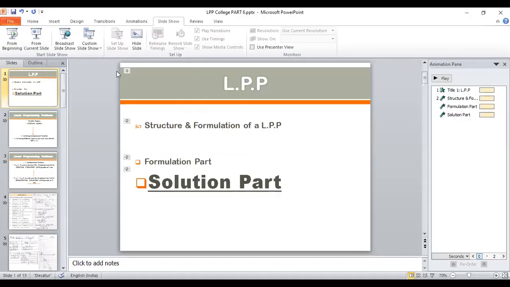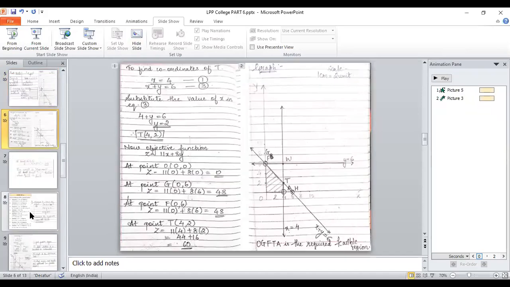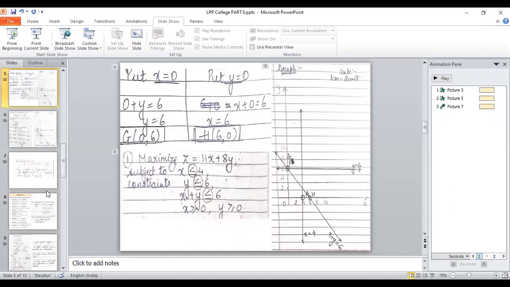Oh, just a second. I think the wrong slide has just popped in. Just give me a second. Sorry for the technicality, class. Just give me a second, please.